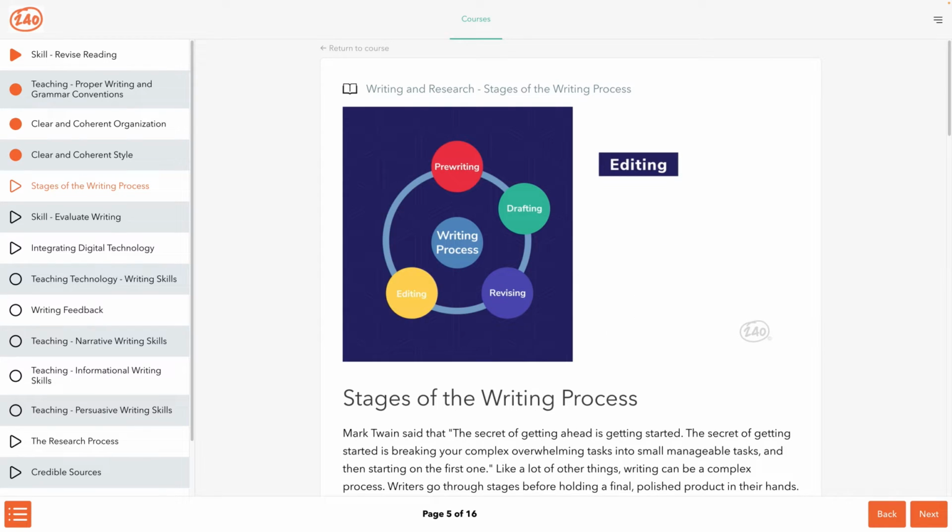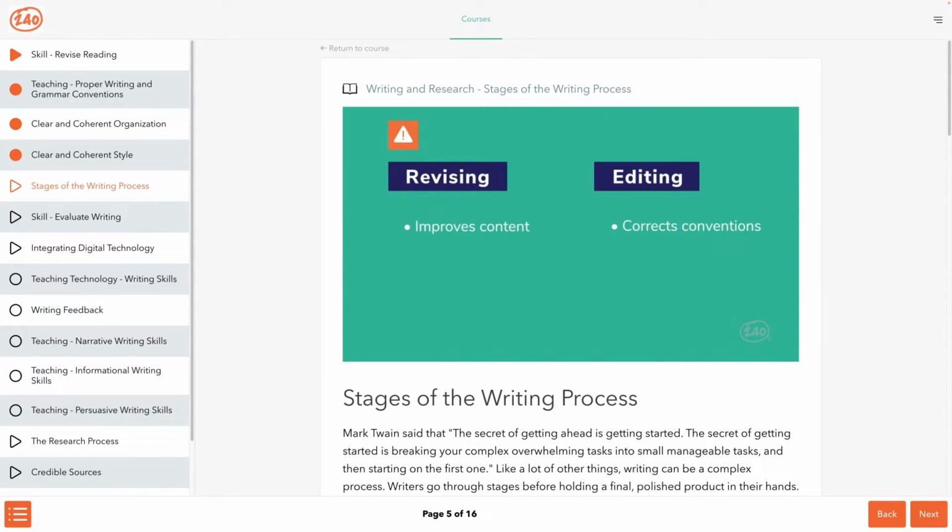Editing also entails reviewing the draft, but this time focusing on improving the conventions of the writing. This is the time to zero in on proper grammar, spelling, punctuation, and capitalization, and make corrections as needed. In simple terms, revising improves content, and editing corrects conventions.